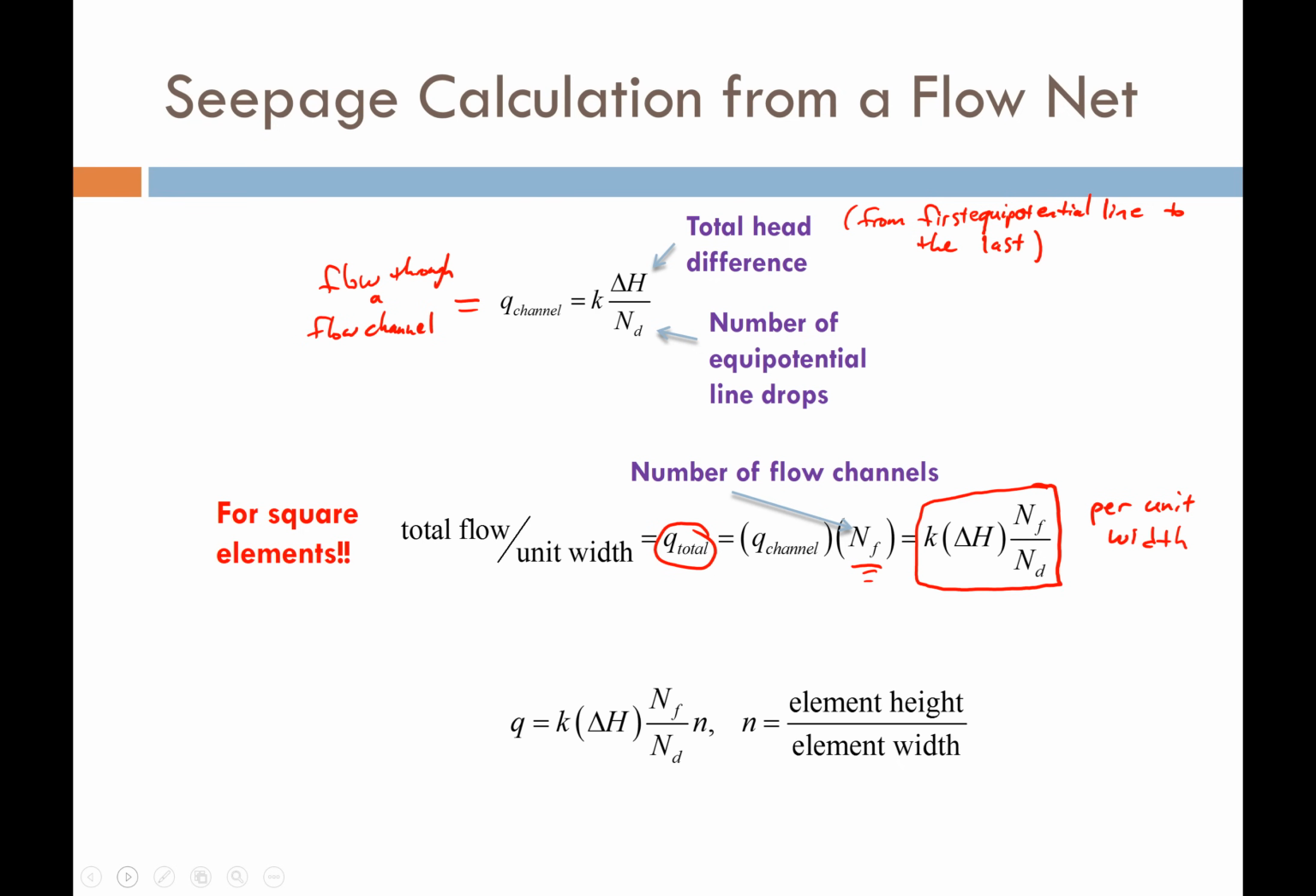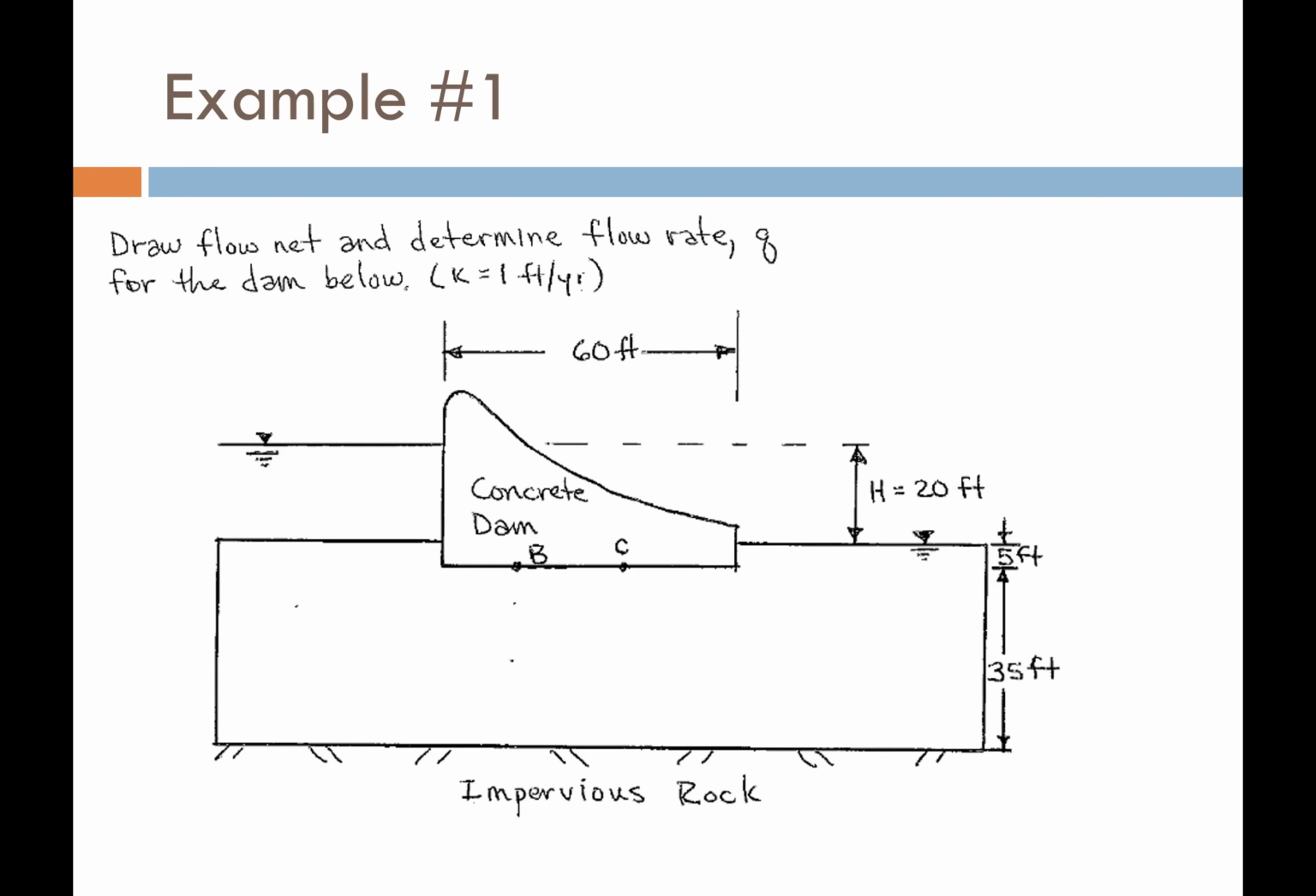But what if you don't have square elements? If you have rectangular elements, where all of them have a consistent amount of skew to them, all approximately rectangular with the same length to height ratio, then you can put in this multiplier n, which is just the ratio of the height to width of each of the elements in your flow net. So that's how we compute flow in a flow net.